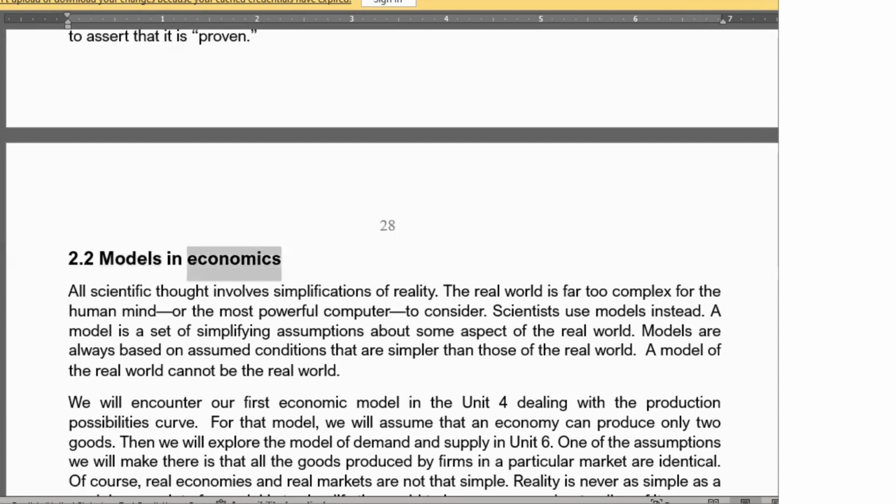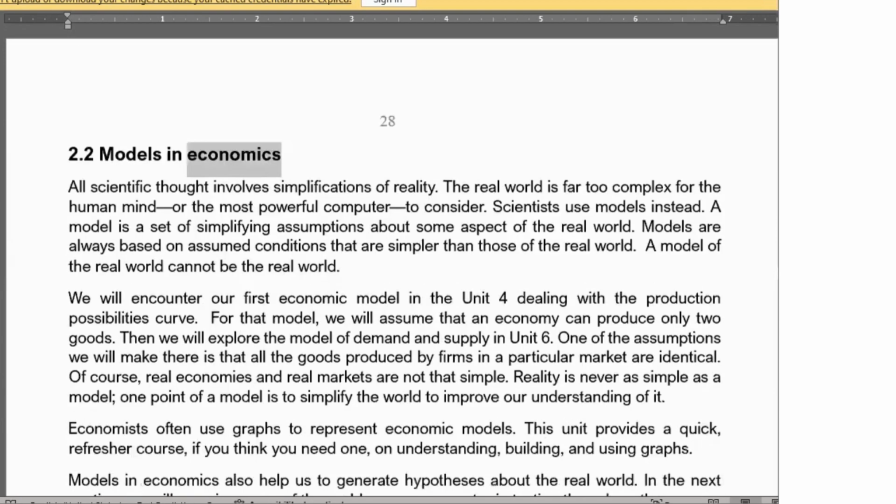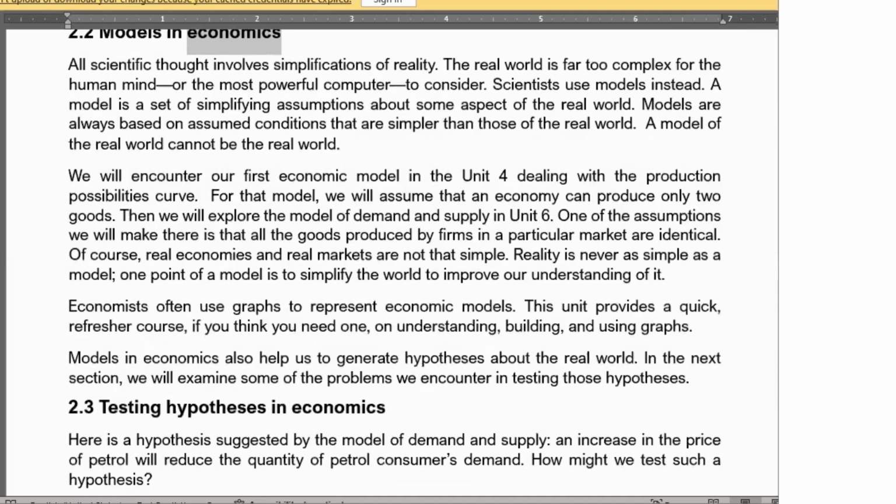Two models in economics. All scientific thought involves simplifications of reality. The real world is far too complex for the human mind, or the most powerful computer, to consider. Scientists use models instead. A model is a set of simplifying assumptions about some aspect of the real world. Models are always based on assumed conditions that are simpler than those of the real world. A model of the real world cannot be the real world.